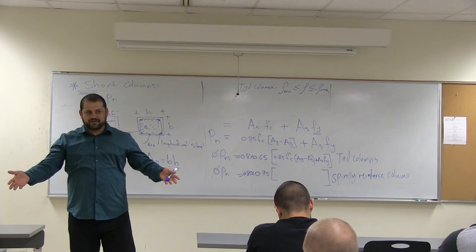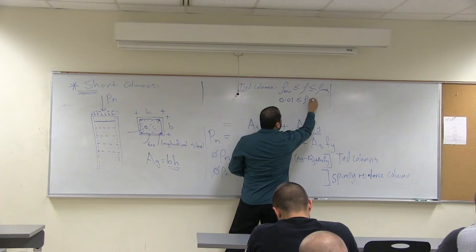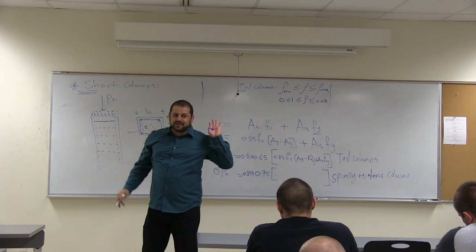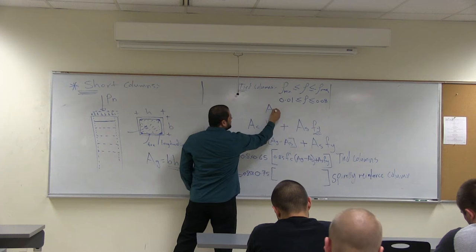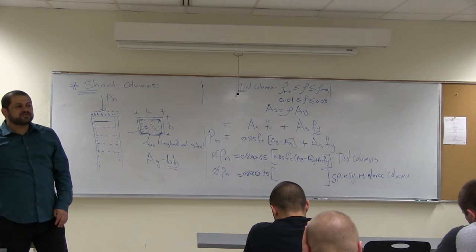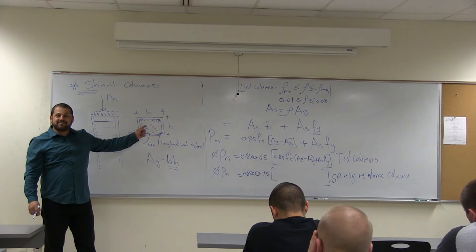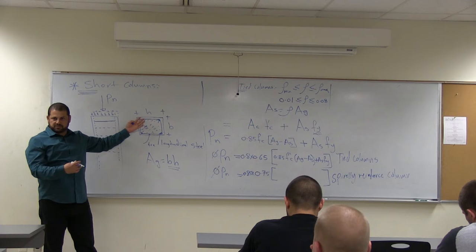Okay. Here, rho minimum will be 0.01 and rho max is 0.08. Remember, this is multiplied by what in columns? Now you're going to calculate As, right? Do you multiply this one by bd or bh? bh. As equal rho Ag. In other words, As minimum equal 0.01 Ag. As max equal 0.08 Ag. In other words, you must have at least 1% of this area, those bars, and you cannot have more than 8%. That's too much. Okay? Just too easy to memorize.